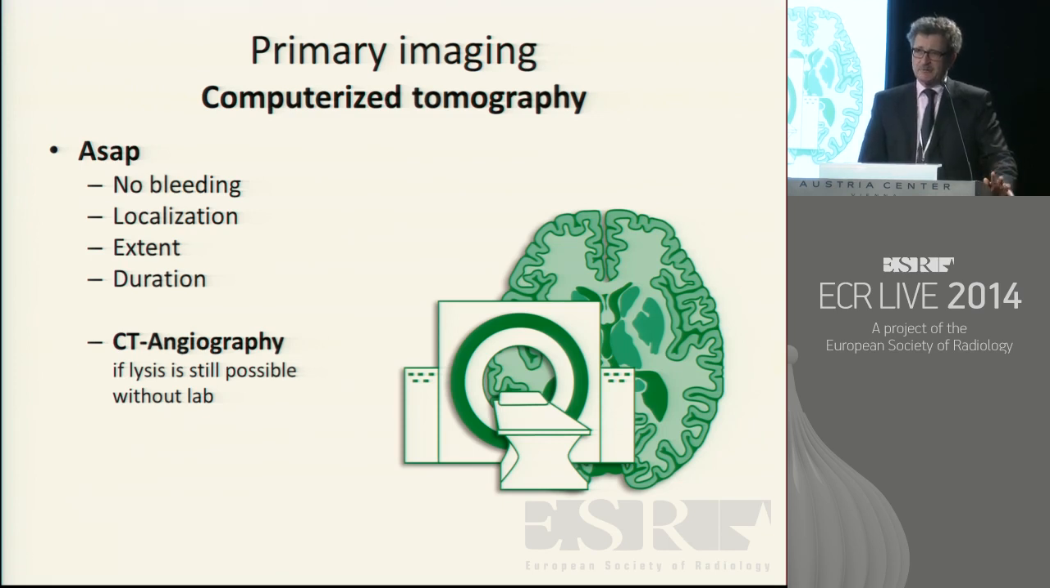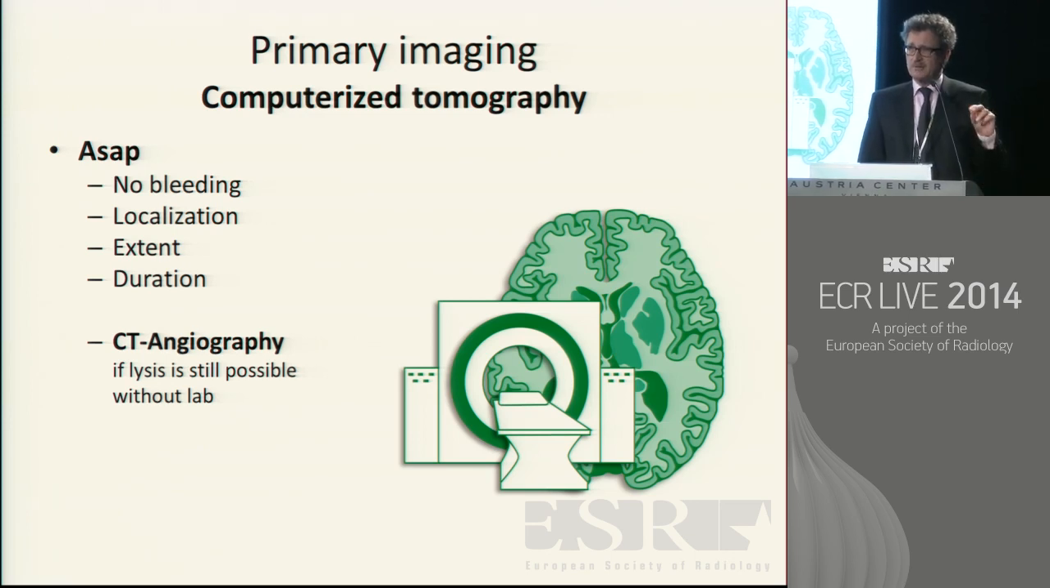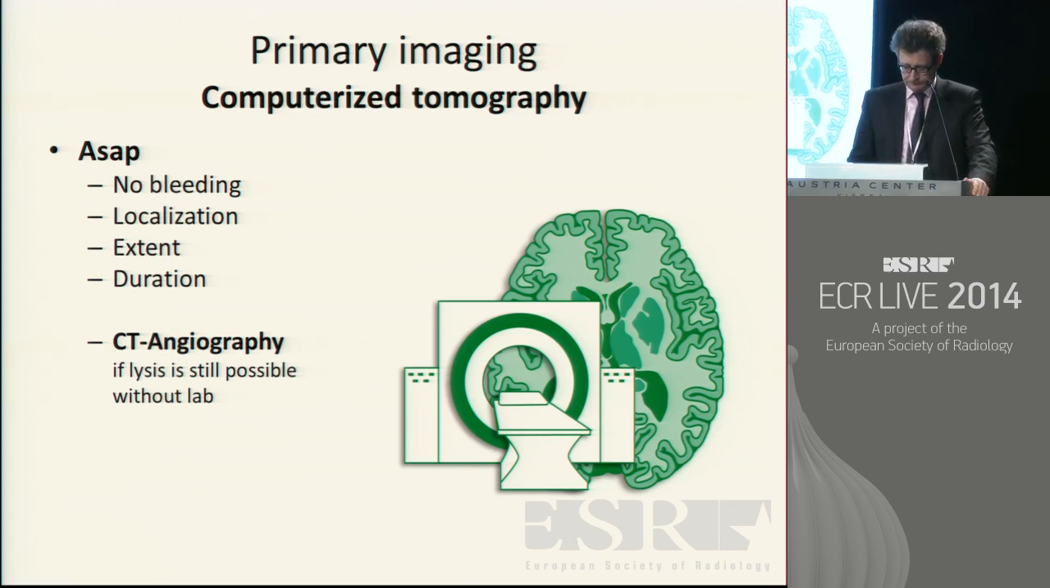And if everything shows you there's no bleeding, there are no late signs of stroke and infarction, then you perform CT angiography. And CT angiography is mainly important in patients with a severe stroke to indicate and to map the location of vascular occlusion in the brain.